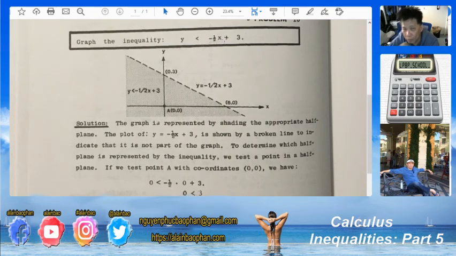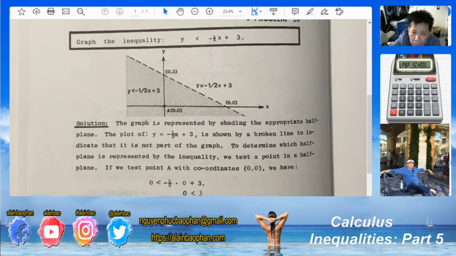So first of all we need to graph this straight line y equals minus 1/2 x plus 3. We know y equals minus 1/2 x plus 3 is a straight line, so all we need is to just pick 2 points, and then we connect them. We will get the straight line.